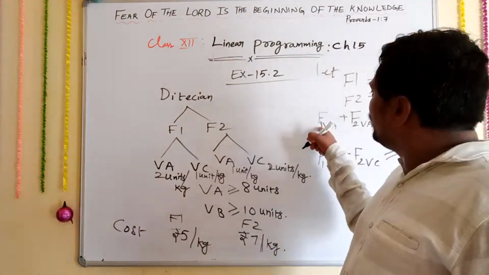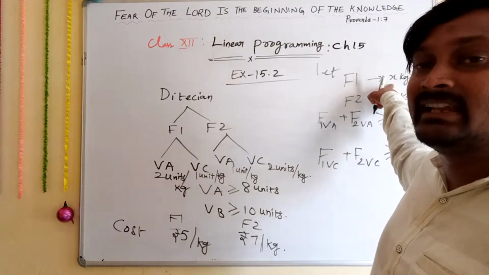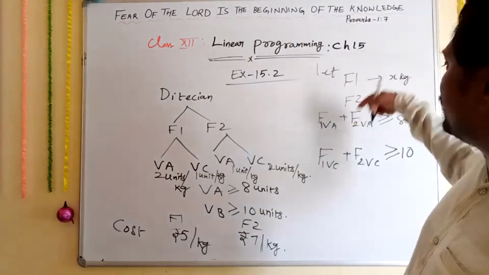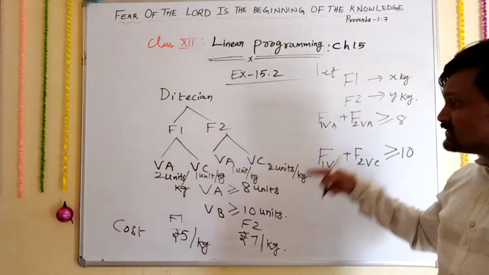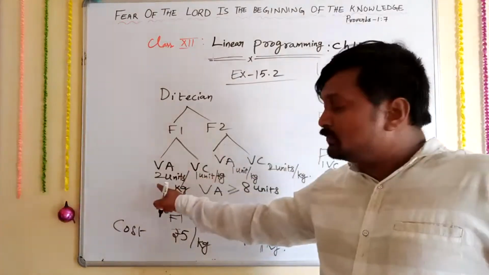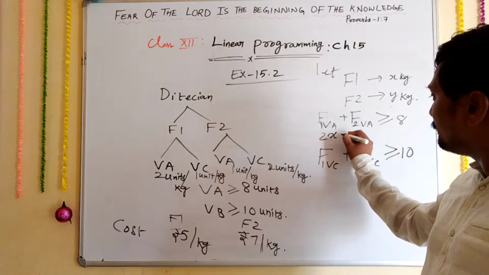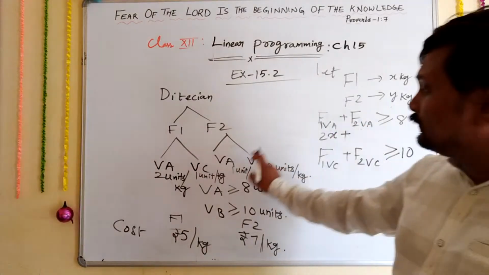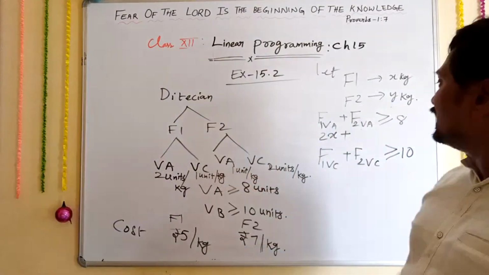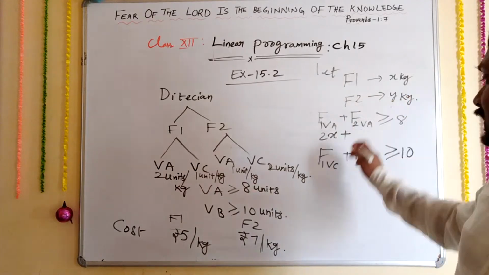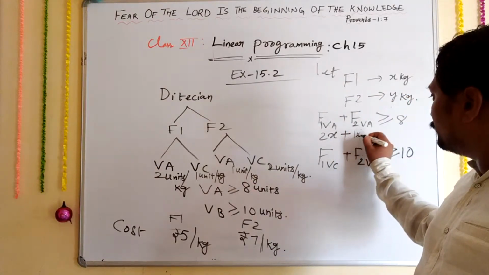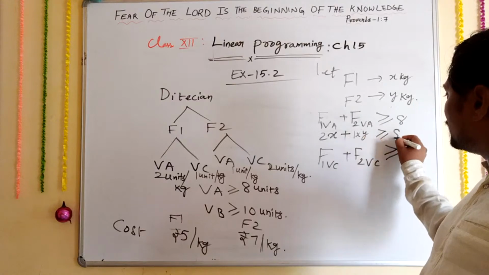So now here food 1 is how many kgs? Here we are thinking X kgs. So with X kgs, in vitamin A how many units? 2 units. So that is 2x. So food 2 vitamin A how many? 1 unit. And what is your food 2 in kgs? Y. So that is 1 into y, greater than or equal to 8.